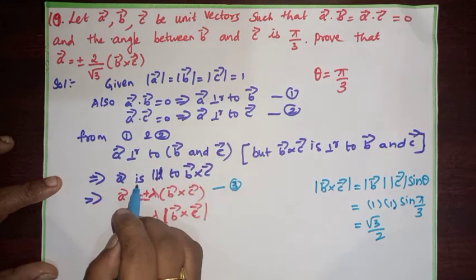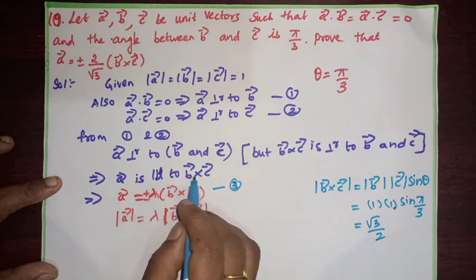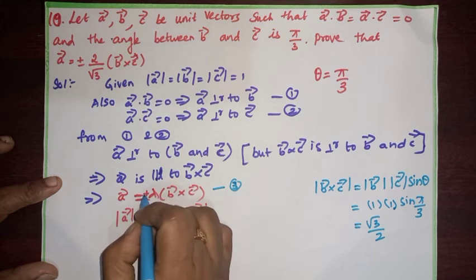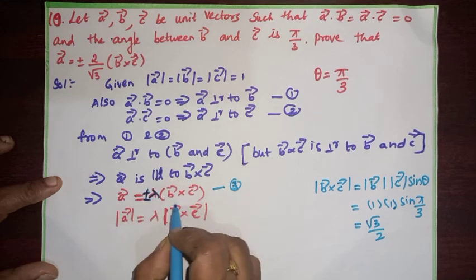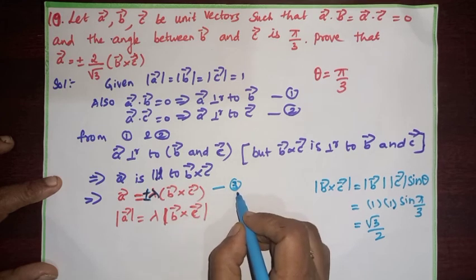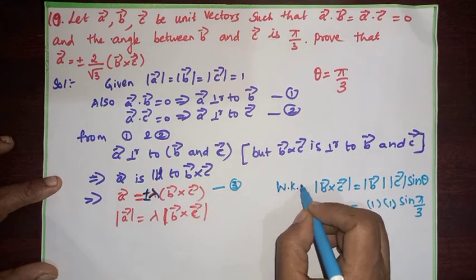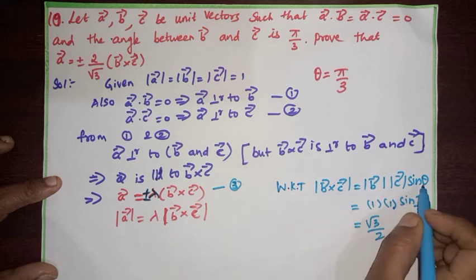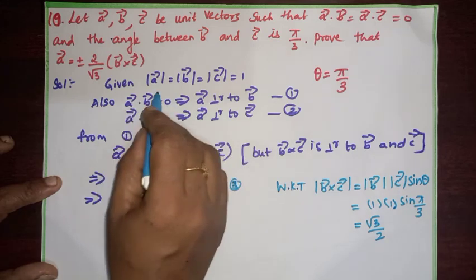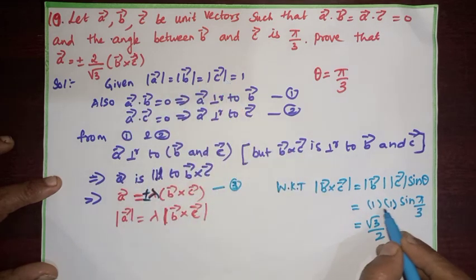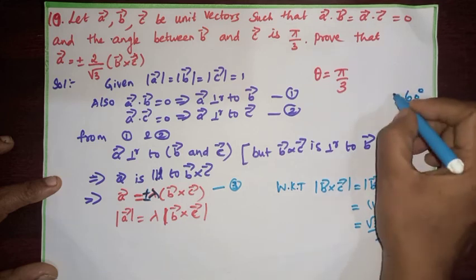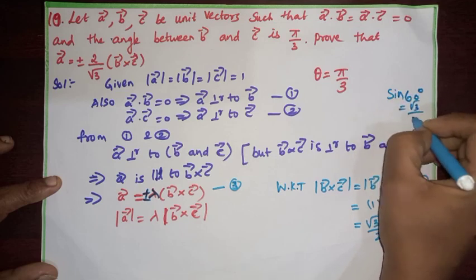Then, vector A is parallel to B vector cross C vector. Since it is parallel, vector A equal to plus or minus lambda B vector cross C vector. Assume this as 3. We know that magnitude of B cross C equal to magnitude of B, magnitude of C, sin theta. Theta is pi by 3, magnitude of B and C is 1. So 1 into 1 sin pi by 3. Sin pi by 3 means 180 divided by 3 is 60 degree. The value of sin 60 degree is root 3 by 2.